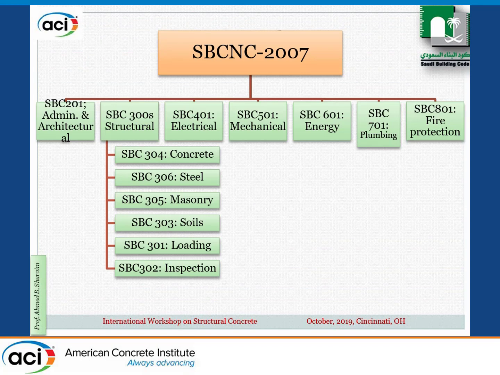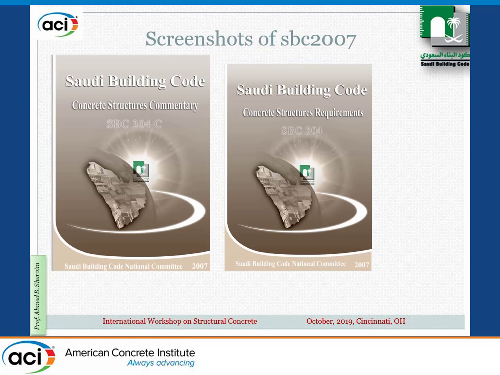Accordingly, we published the first edition of the Saudi Code in 2007, and these are the list of them, as I mentioned before. So they are structural and other disciplines. Okay, this is the cover of one of the codes, which is the supposedly concrete code.